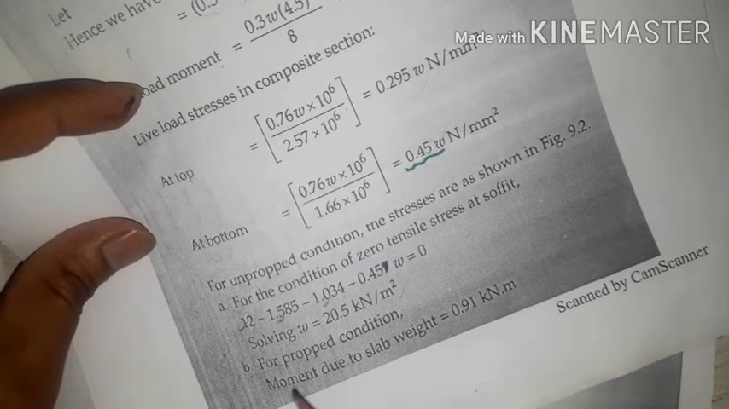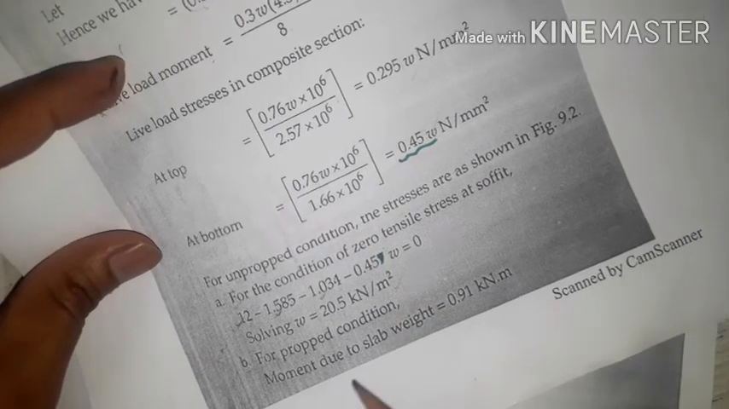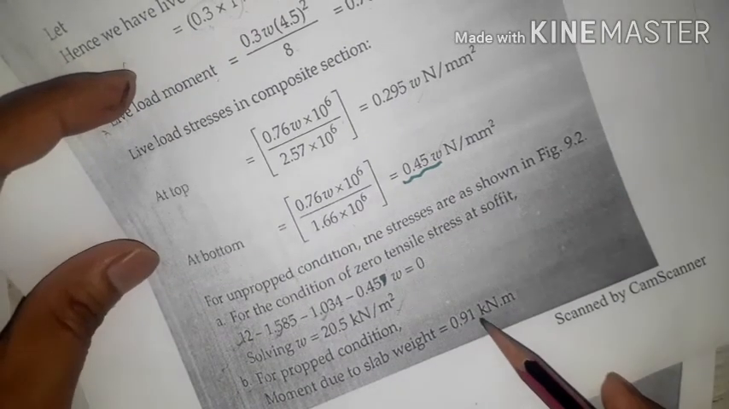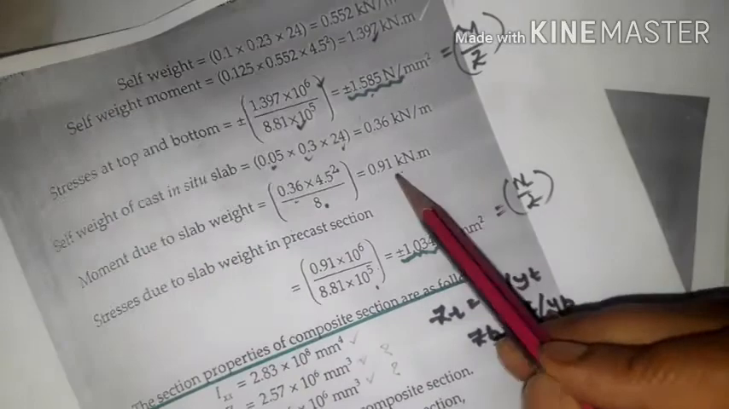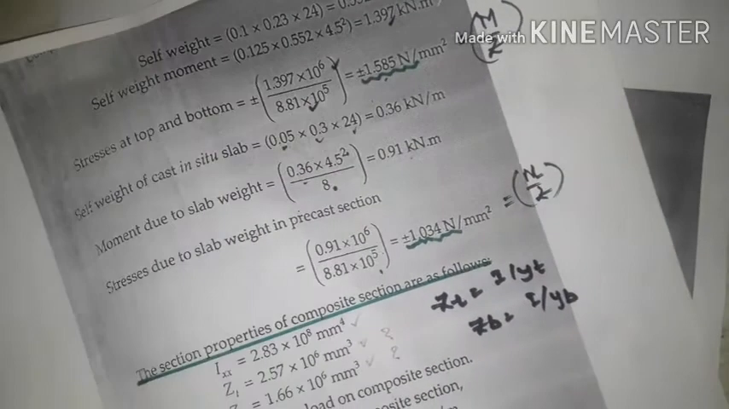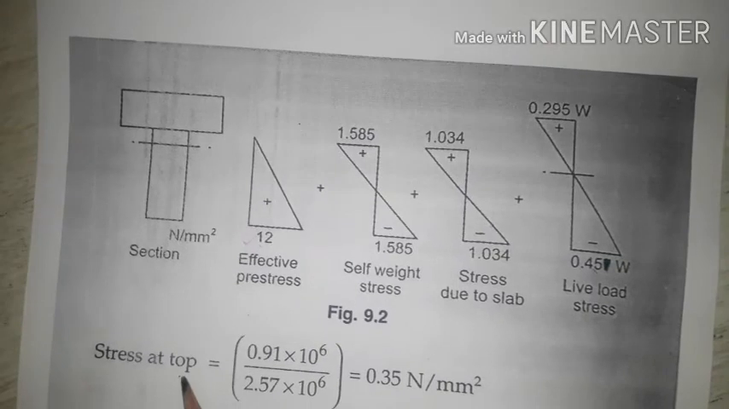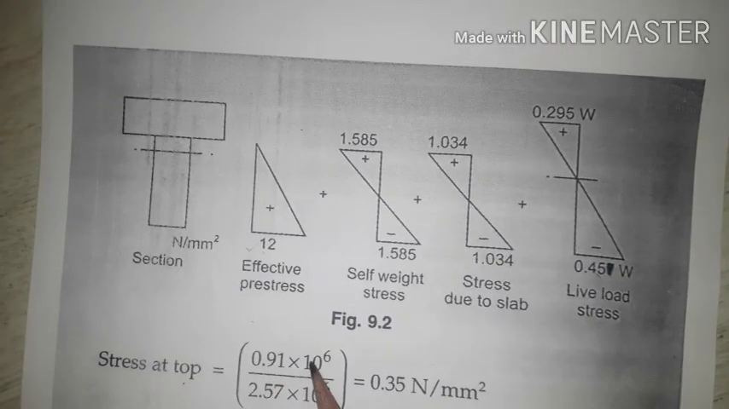Then for the proper condition, the moment due to the slab we already calculated, that is 0.91 kilonewton. Okay, here we have calculated it, it is 0.91 kilonewton. So later on, by utilizing the same, the stress at top is again M by Z.